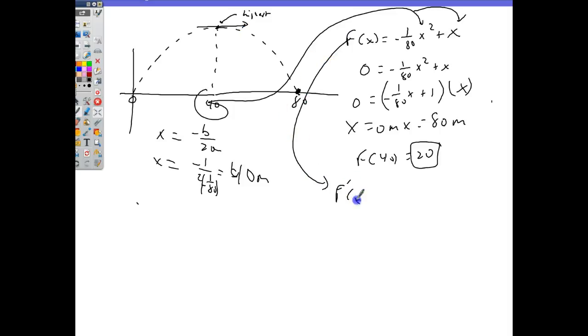I go f prime of x is equal to negative 1 over 40 x plus 1. I want to find where that's equal to 0, correct? I'm pausing here. You with me? So it equals 0. I get 0 equals 1 over 40 negative x plus 1. Move the 1 over, get negative 1 equals negative 1 over 40x. I get x equals 40. That tells me where the maximum was.